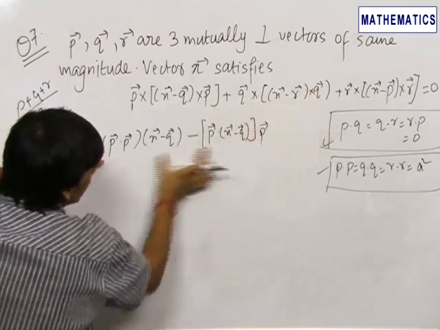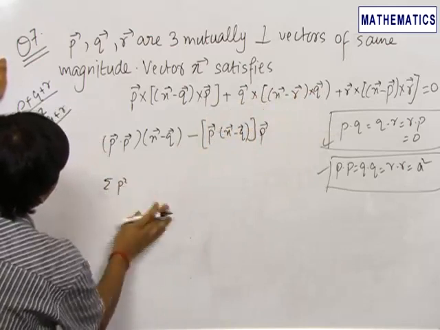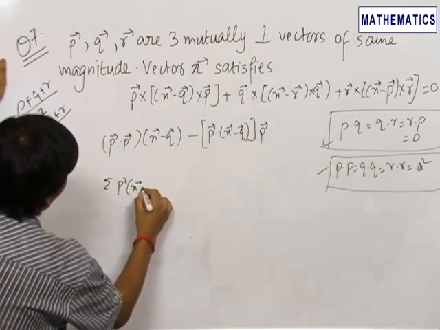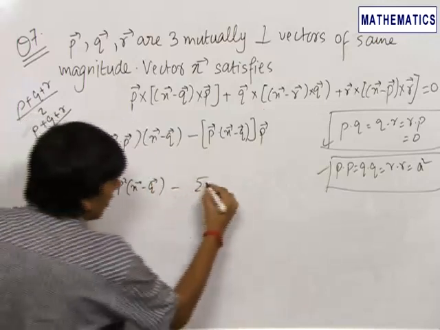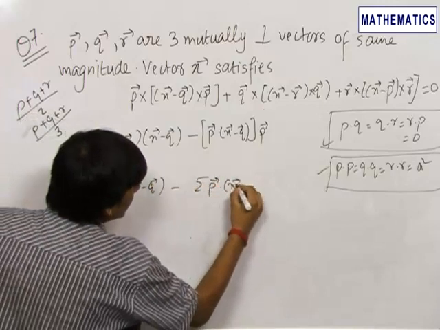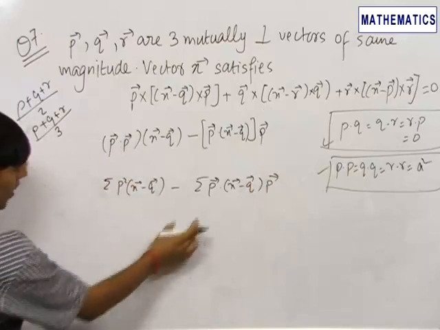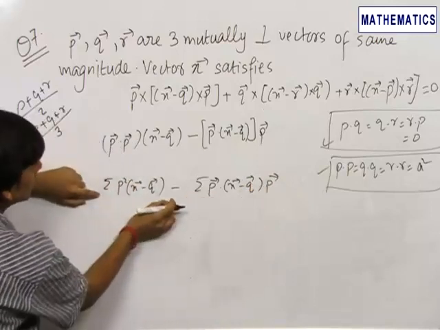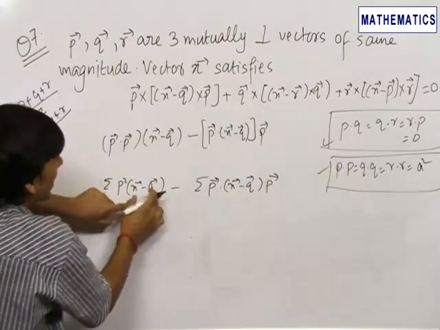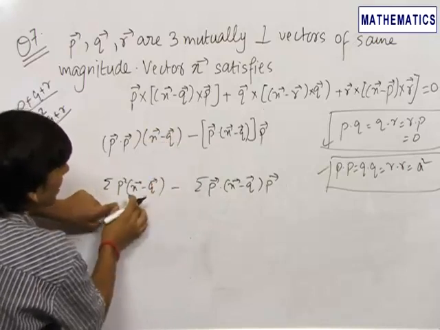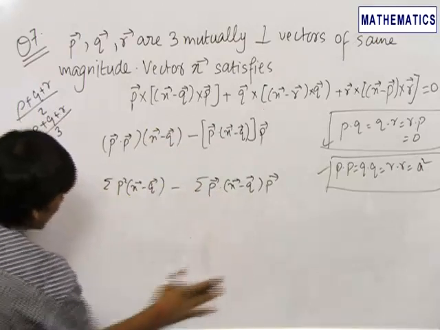Now since both the other terms will also reduce like this, we can write this as summation of P square, P dot P is P square into x vector minus Q vector, minus of summation of P dot x minus Q into P vector. Now summation of P square into x vector minus Q vector means P square into x vector minus Q vector plus Q square into x vector minus R vector plus R square into x vector minus P vector. It is the full expansion.